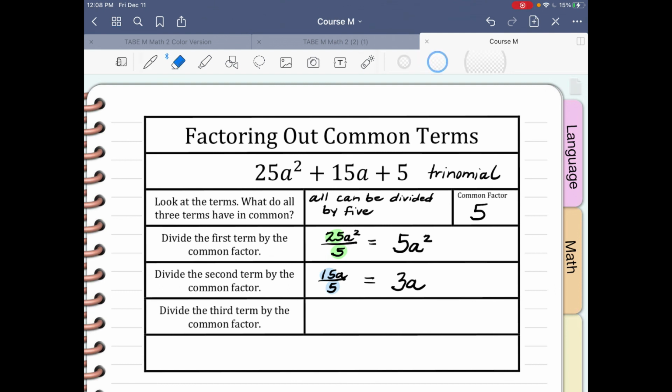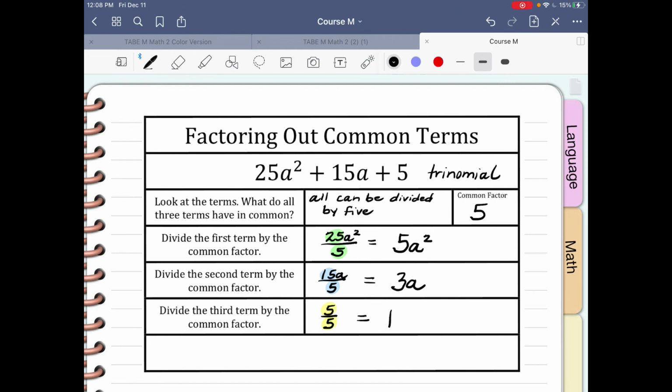And then this last one, be careful here. A lot of students get tripped up right here. 5 divided by 5 doesn't just go away. What is 5 divided into itself? It's not 0, it's 1. So you are factoring out the 5.